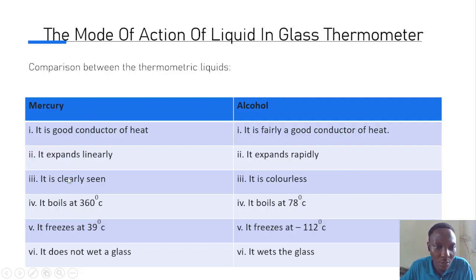For mercury, it boils at 360 degrees, while alcohol boils at 78 degrees. In terms of freezing point, mercury freezes at negative 39 degrees, and alcohol freezes at negative 112 degrees. And last but not least, mercury does not wet the glass, while alcohol wets the glass. So here's the comparison of these two thermometric liquids that can be used in the glass thermometer.